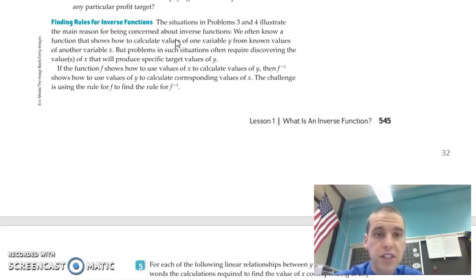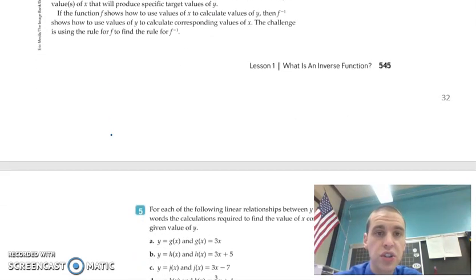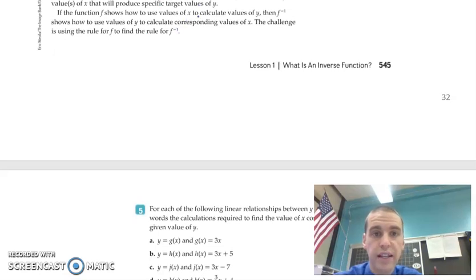We often know functions and how to calculate values of one variable, y. That's how we usually have it, y equals 13x plus 2. We know how to find any values of y by plugging in x. But sometimes we'll want to do the opposite, discovering the values of x that will produce specific target values of y. If the function f shows how to use values of x to calculate values of y, then the inverse function shows the opposite. We talked about that. The inverse is the opposite. It shows how to use values of y to calculate corresponding x values.